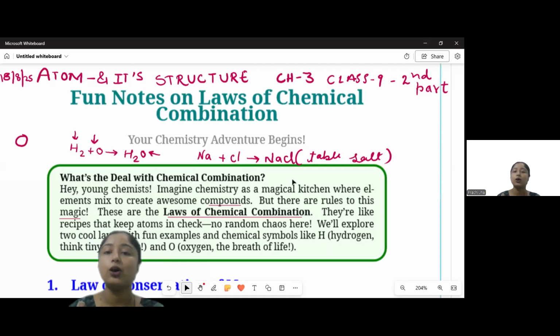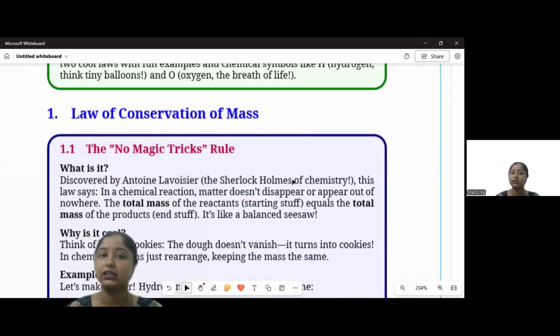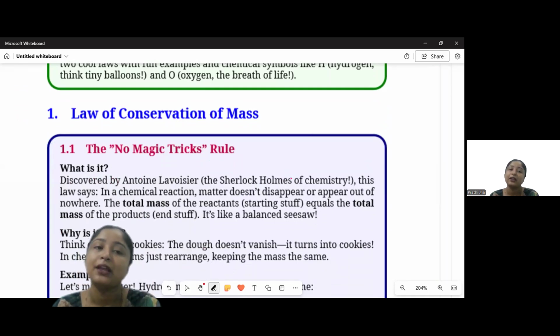Now, let's move on to the first law in the laws of chemical combination. There are many, like 4 or 5, but we don't need to do all of those because they are somehow replicas of these two. Let's understand the two main and important laws. The first one is the law of conservation of mass.